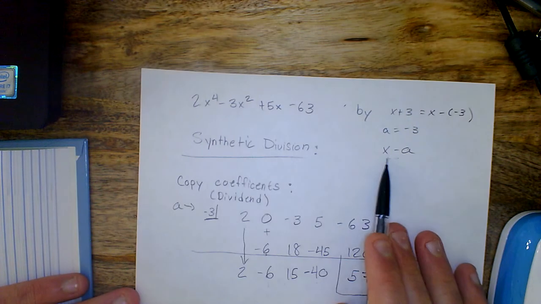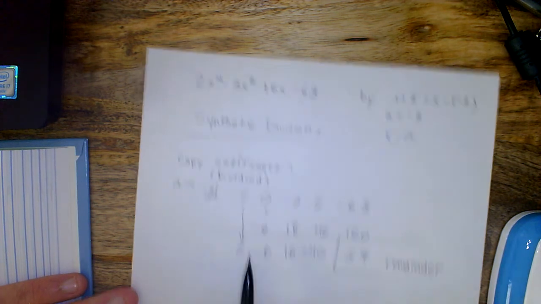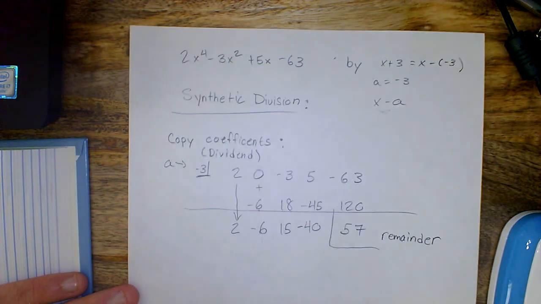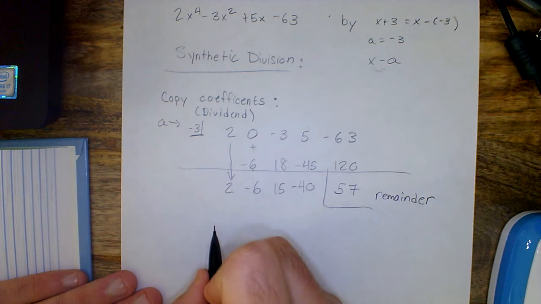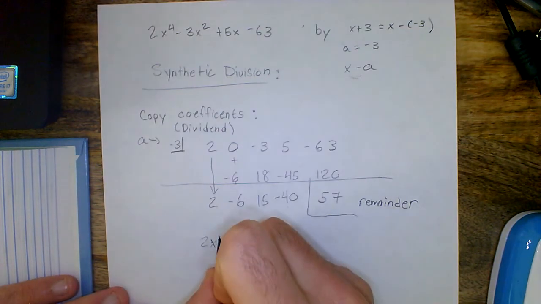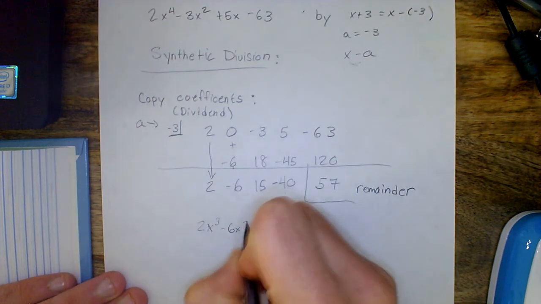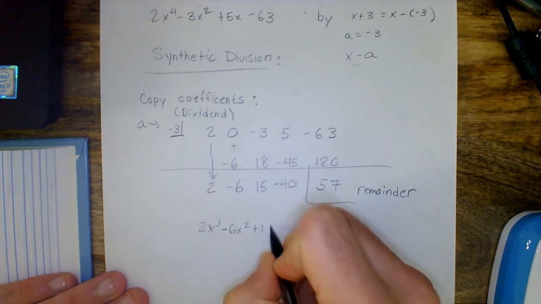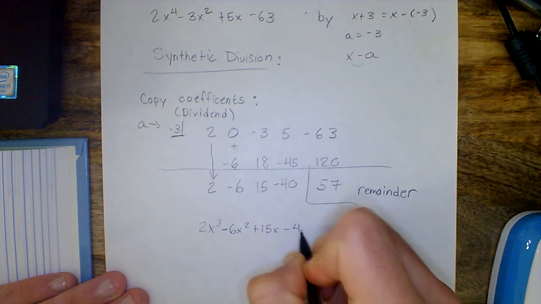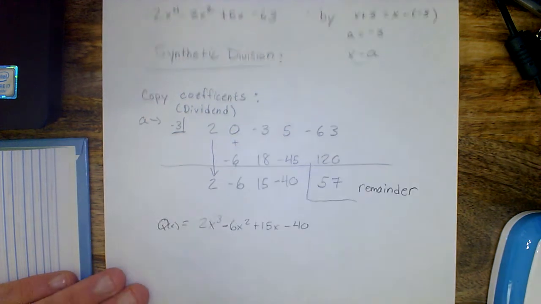So since this one was fourth order, and we're dividing by a first order divisor here, we would expect that our quotient q is going to be third order, or one less order than the dividend. So this is going to be 2x cubed minus 6x squared plus 15x minus 40. So that's equal to q.